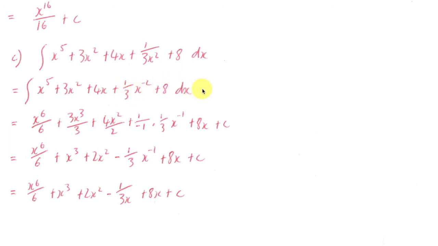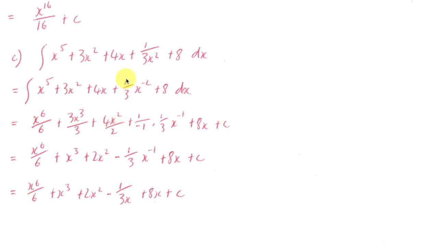So from this line here, it's easy for us to work out the antiderivative. X to the power of 5, so it becomes x to the power of 6 divided by 6. 3x squared, so that's going to become 3x cubed over the new power, which is 3. 4x, so it becomes 4x squared over the new power, which is 2 again.